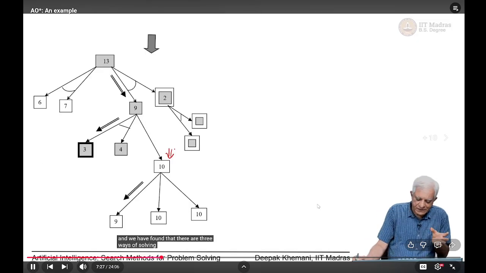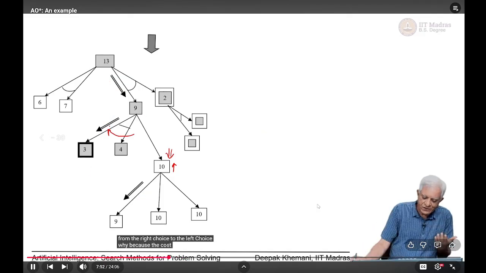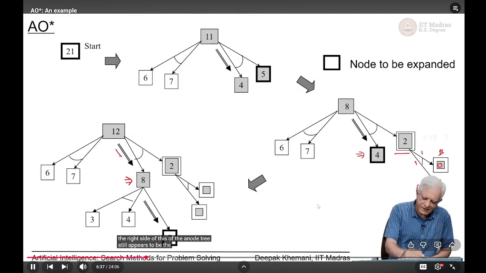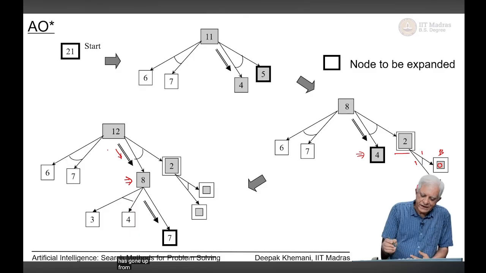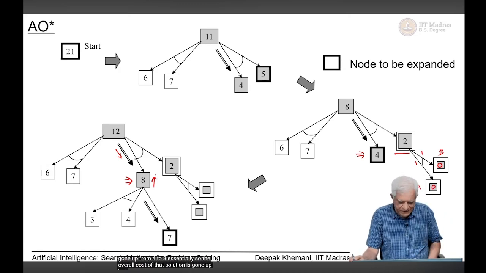Let's see whether it still appears to be the better one, so it still remains here, even though the cost has gone up from 8 to 12. So it started at 21, went down to 11, went down to 8, and now suddenly it has gone up to 12. And why is that? Because this node, which had a cost of 4, has gone up to 8 essentially. So the overall cost of that solution has gone up, but it is still the better option.